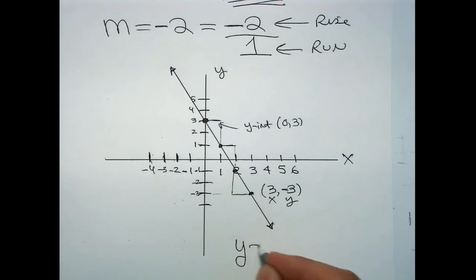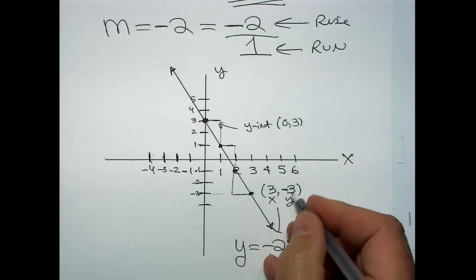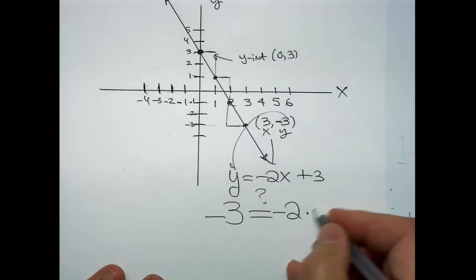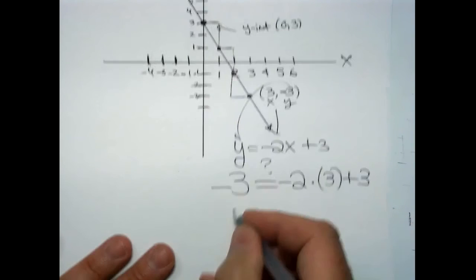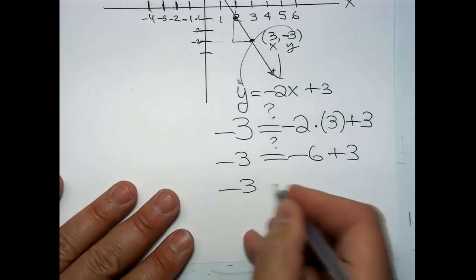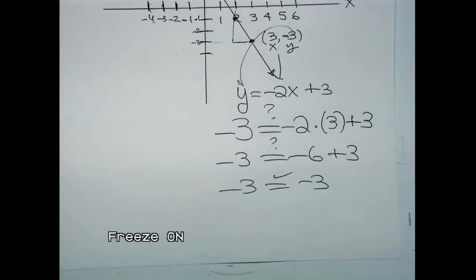The original equation is y equals -2x plus 3. Let's check it out. X goes here, y goes there. So is it true that -3 is equal to -2 times 3 plus 3? Is -3 equal to -6 plus 3? And the answer is yes. So that's why it is a solution point, because it satisfies the original equation. Okay. So that's the equation of a line in slope-intercept form.